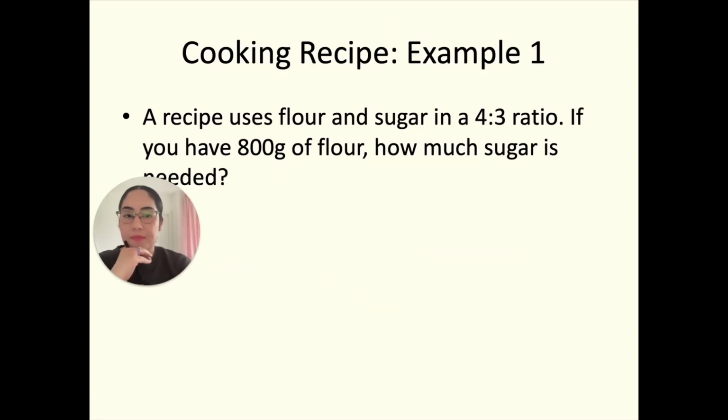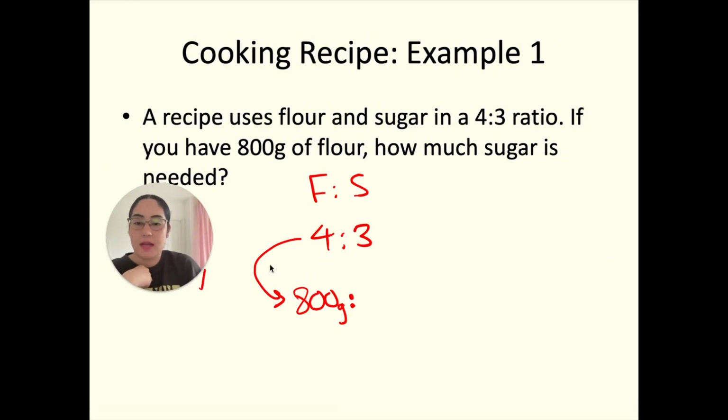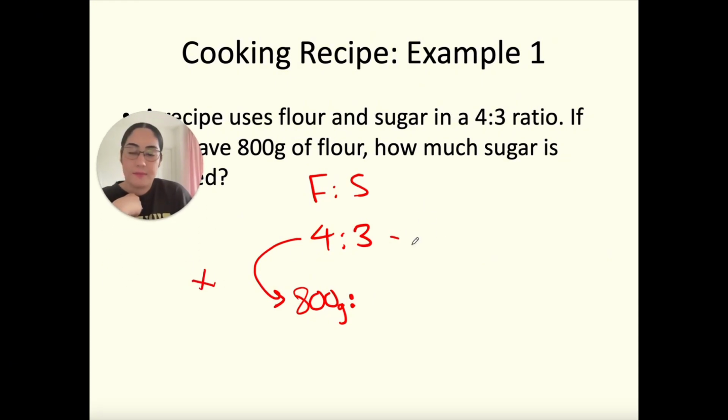The recipe uses flour and sugar in the ratio of 4 to 3. If you have 800 grams of flour, how much sugar is needed? Again, with these ratio questions, it helps when you write things down. So the ratio of flour to sugar is 4 to 3. If I have 800 grams of flour, how much sugar do I need? Clearly, we can see that it's scaling up. So we look at it in terms of, how are we going from 4 to 800? Whatever we do to this side, we're going to do the same thing to the other.